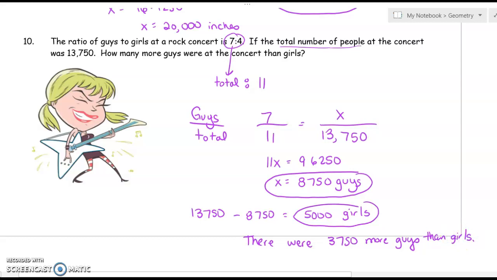Okay, and that's pretty much it. So that's how we set up our proportions. It's just word problems today, but very similar to yesterday.